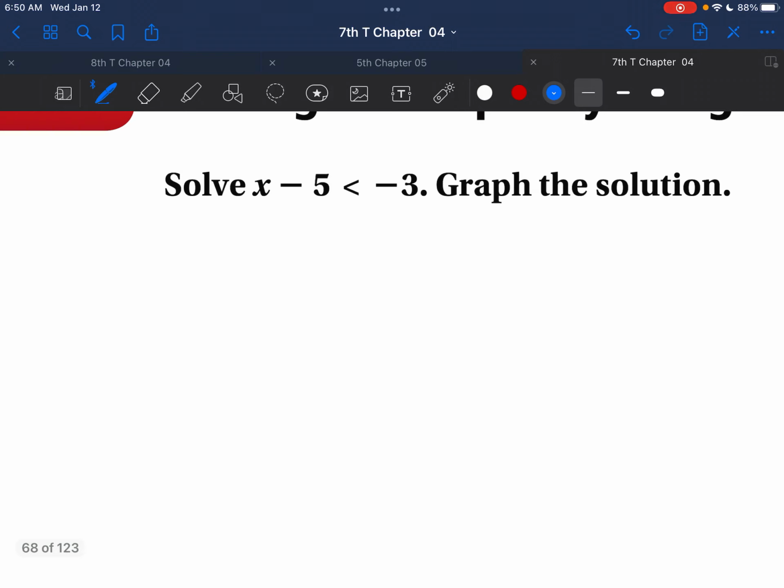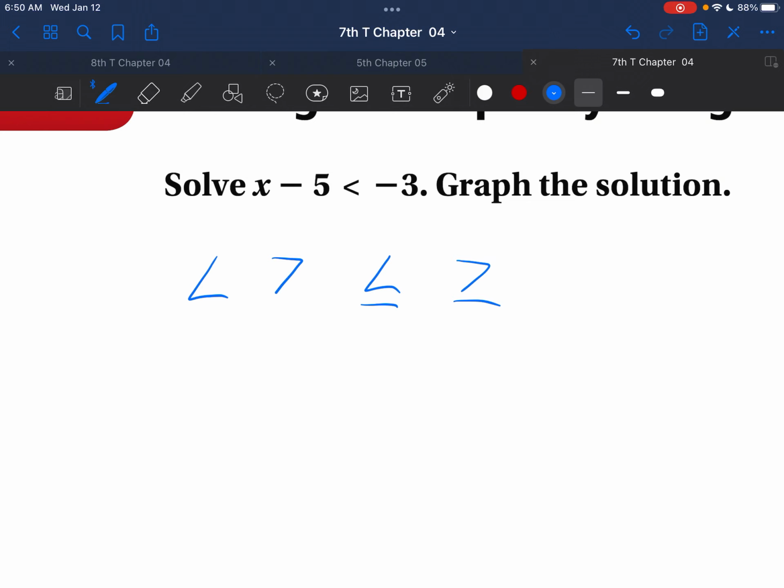Really quick, we are going to just review some things. We know that this is less than because it looks like a crooked L, and then this would be greater than, okay? Less than, greater than. We have four symbols: less than, greater than, less than or equal to, greater than or equal to.